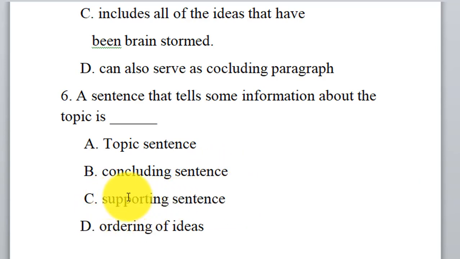Supporting sentences are called evidences or details which support the body of the paragraph. Yes. Ordering of ideas is different from the question. So ordering of ideas is a quality of a paragraph.